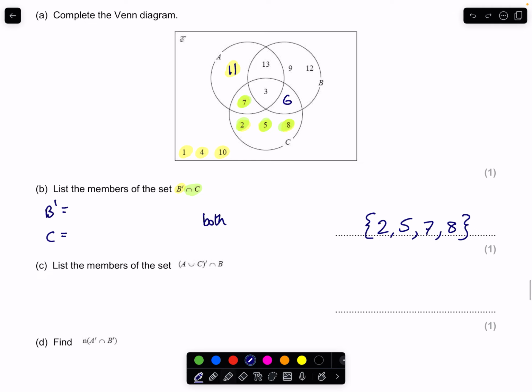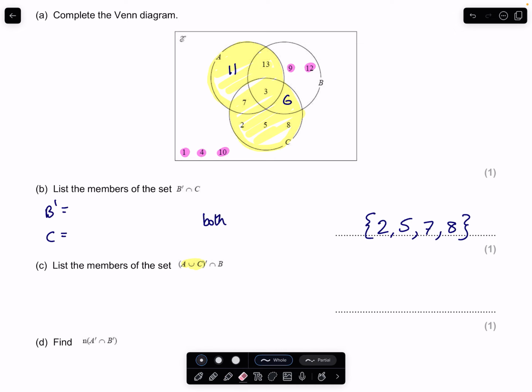Part C is a little bit trickier with this one. First of all, let me just reset the colors again. We have the union of A and C first, which is everything that is either in A or C. So I'm going to highlight that in yellow. So everything in this region here is A union C. But then we have the complement of that, which means we're only interested in everything that's outside. So that would make these numbers the ones that we're interested in.